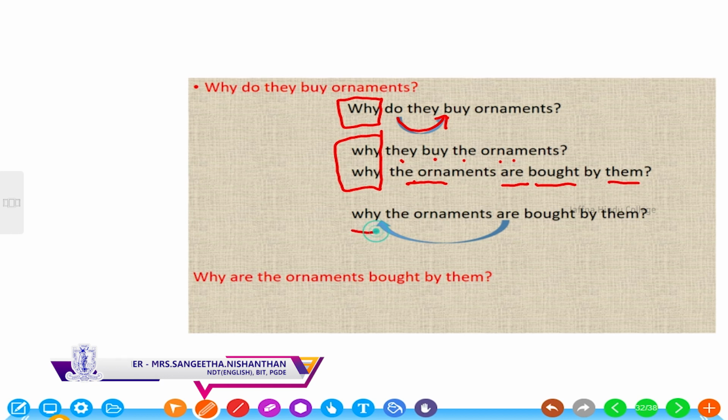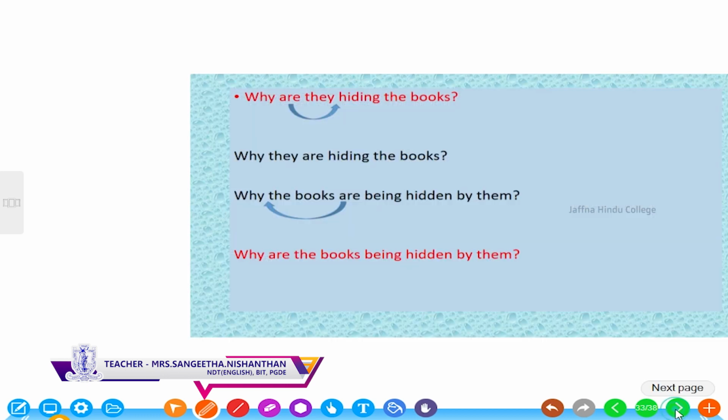After the WH, you have to bring the be verb or the main verb before the subject and after the WH. Now, why are the ornaments bought by them? So, the are is brought here and the question is made again. Next one. Why are they hiding the books?